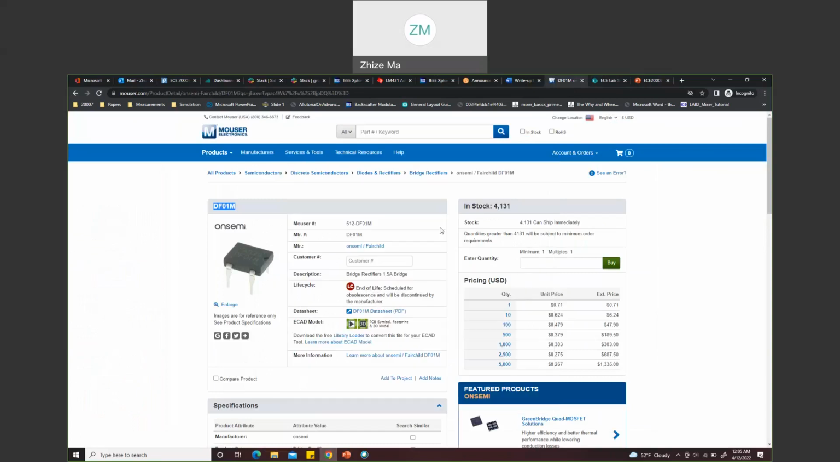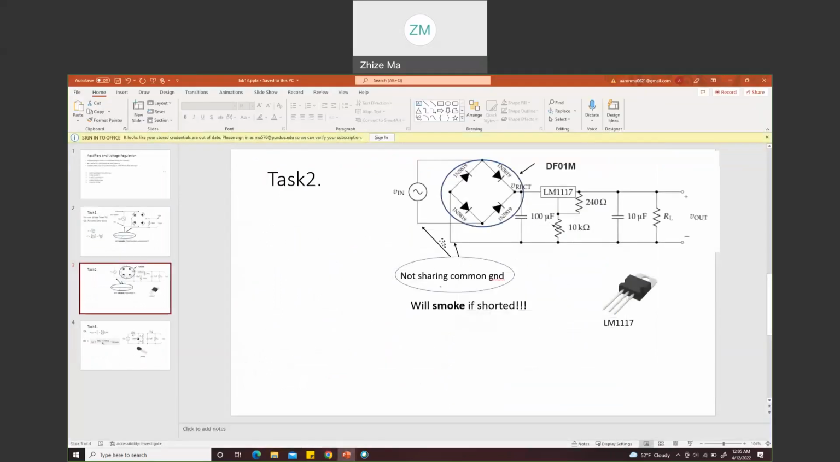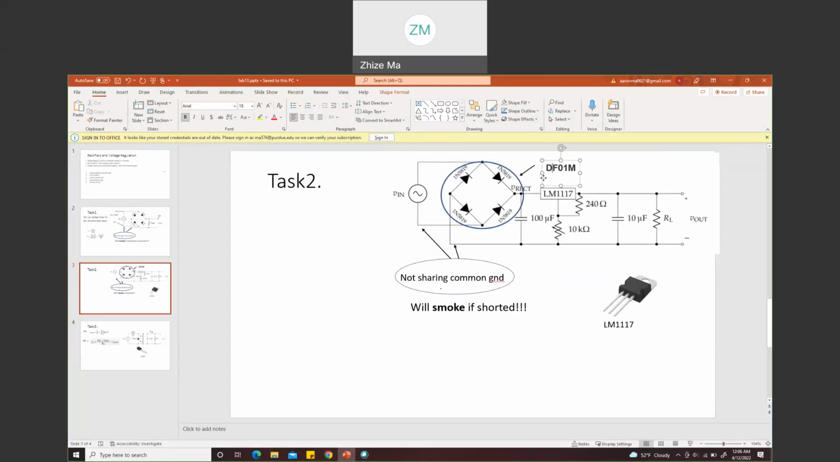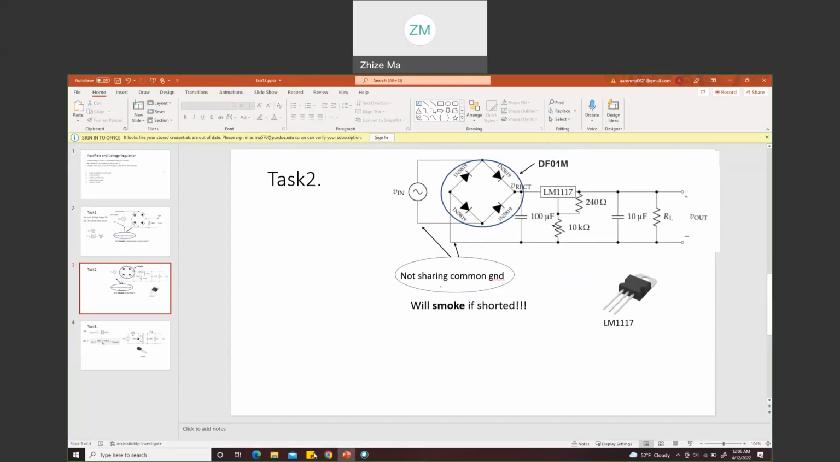So that's given in the lab, so they can borrow it from the lab. Basically, this part will be this chip right here. Everything else should be similar to what they've done in the previous semester.